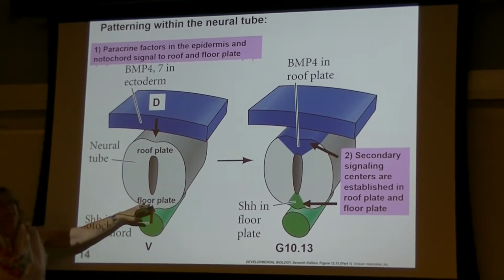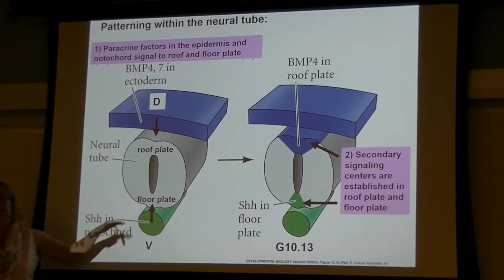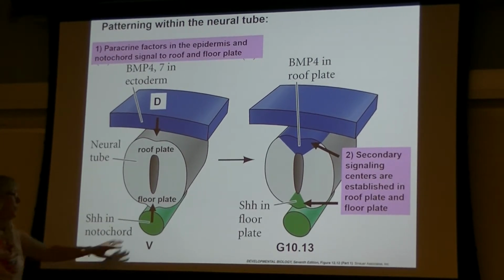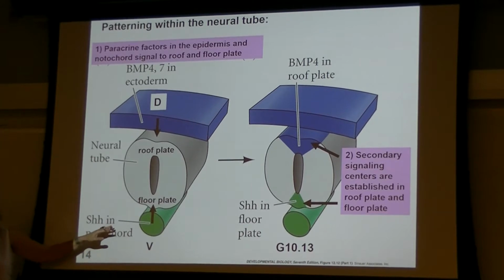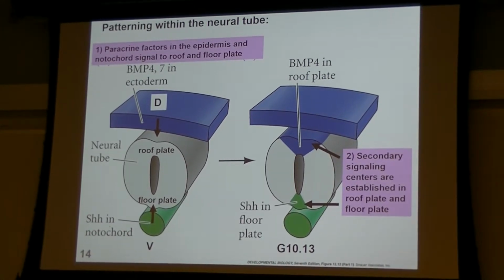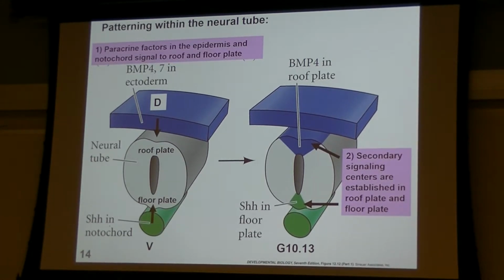Down on the opposite side of things, we have the floor plate, which is on the ventral side of the neural tube, and that's going to be closer to the notochord, which is running ventrally just below the neural tube, all along the anterior and posterior length of the embryo. The notochord is what's making Sonic Hedgehog here, which is a paracrine factor. The notochord makes it, it diffuses over and encounters the floor plate cells of the neural tube, and begins to set that up as a territory that would become ventral neural tube.